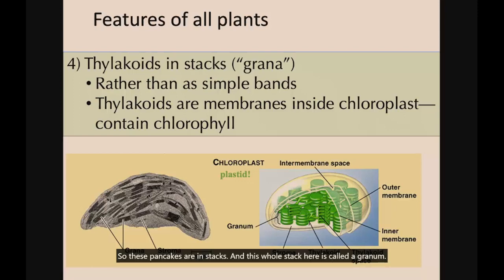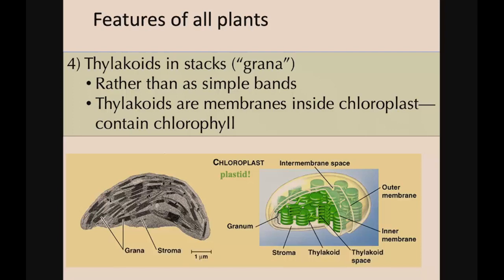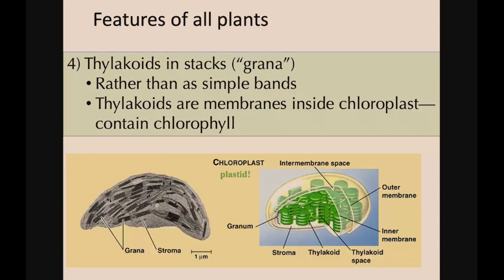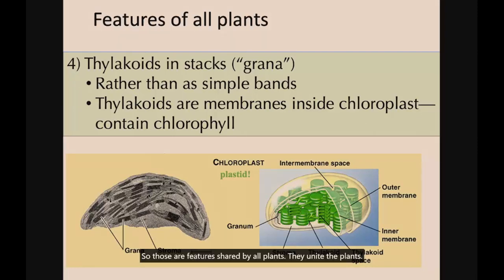So these pancakes are in stacks, and this whole stack here is called a granum, so grana plural, and each so-called pancake would be a thylakoid. So the thylakoids are stacked into grana. So those are features shared by all plants.